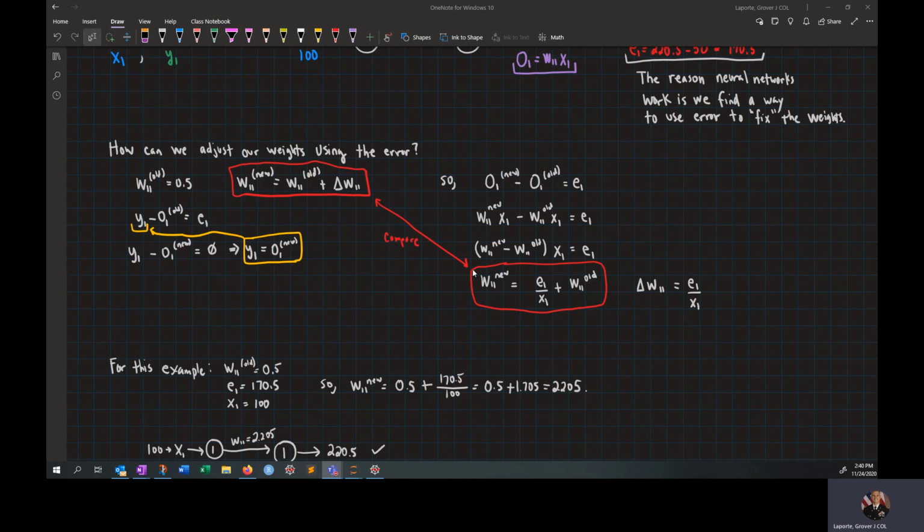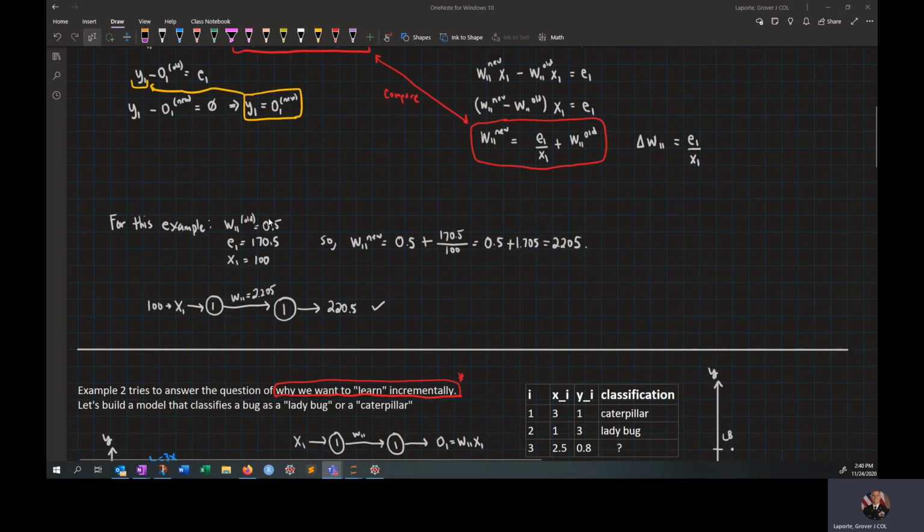And when you start comparing these two equations, you note that W11 old is here and there, and the delta W11 is really this E1 over X1. So if I want to find out what I need to add to my old weights, it's just the error divided by X1. So if we do that, we expect to get a really good model. At least that's the hope.